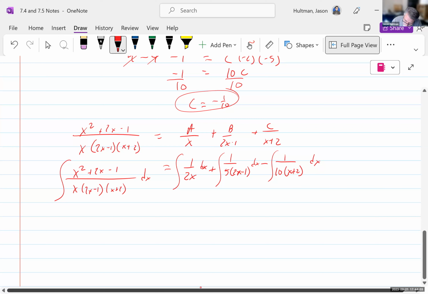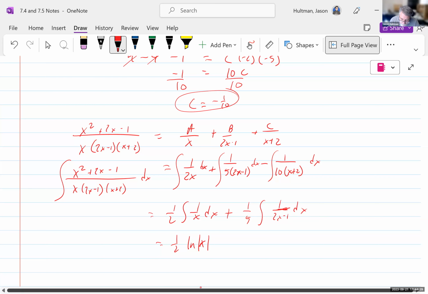So I'm going to pull the 1/2 out in front. And so that's 1 over x dx, and that's just natural log. So this becomes 1/2 natural log of the absolute value of x. I'm not going to put a plus C until the very end. This one becomes 1/5 times the integral of 1 over 2x minus 1 dx.